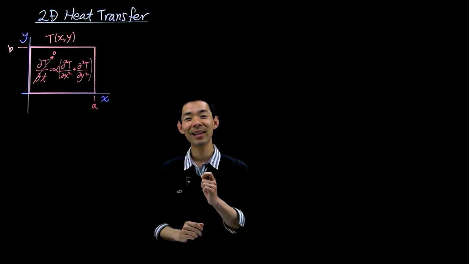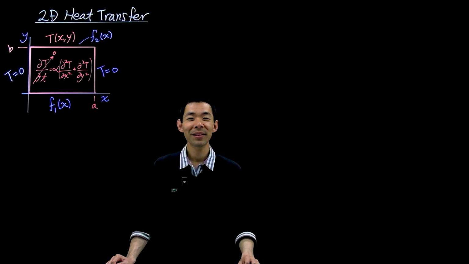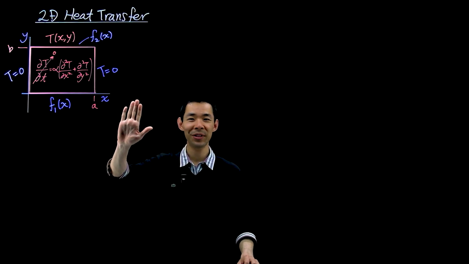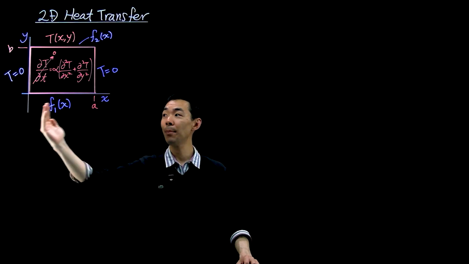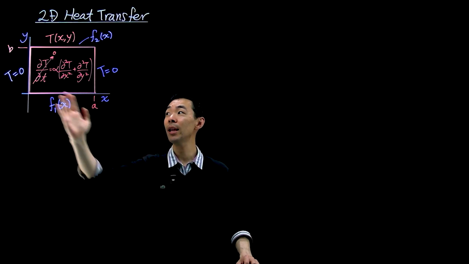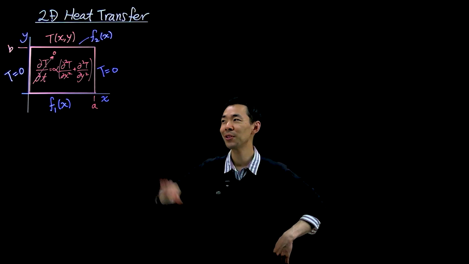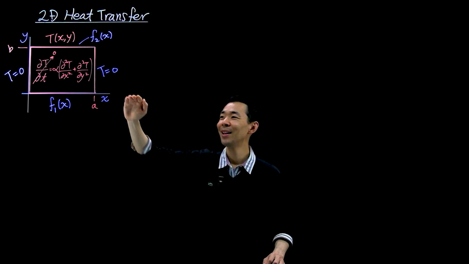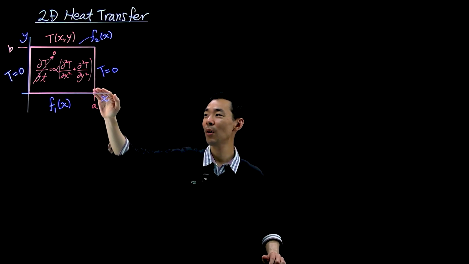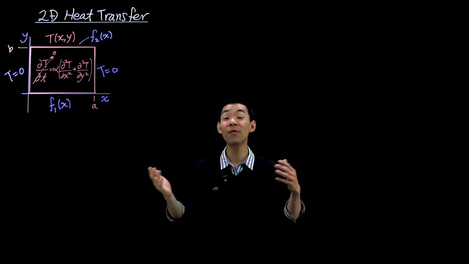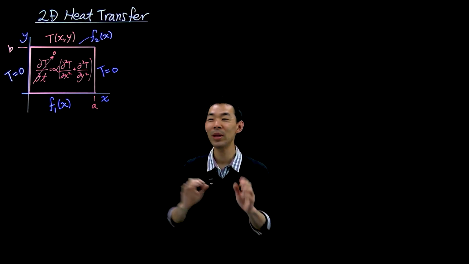So the boundary conditions that we're going to solve for are the following. Let's suppose that in this particular example, the boundary conditions along the x direction, at both x equal to 0 and x equal to a, are fixed at 0 temperature. So Dirichlet boundary conditions on the left and right. And on the y-axis, at y equal to 0, we have some function of x, f1 of x, which you know. We know this function.